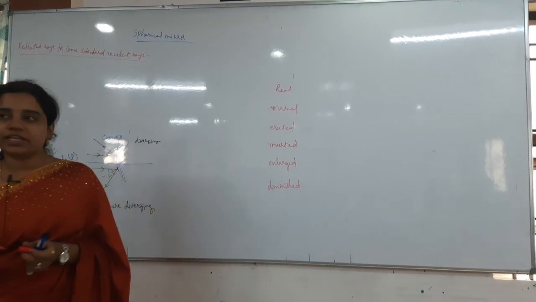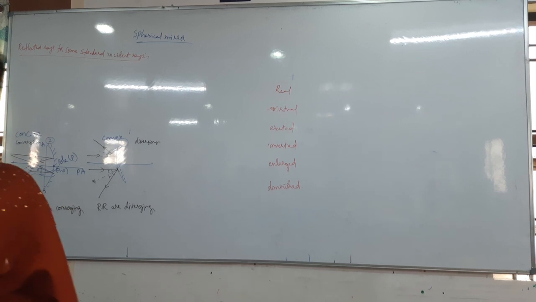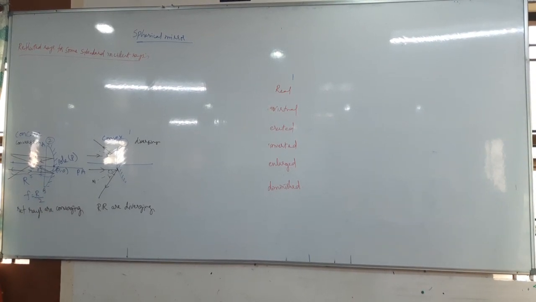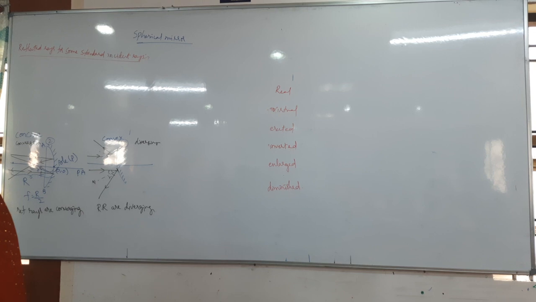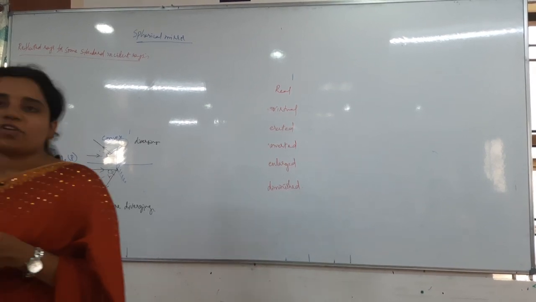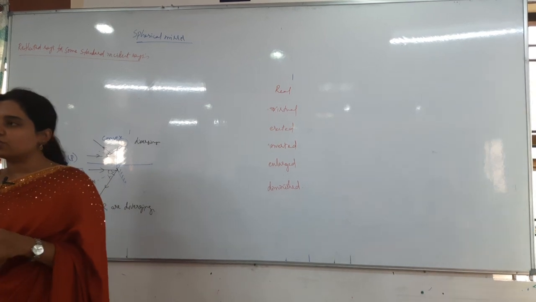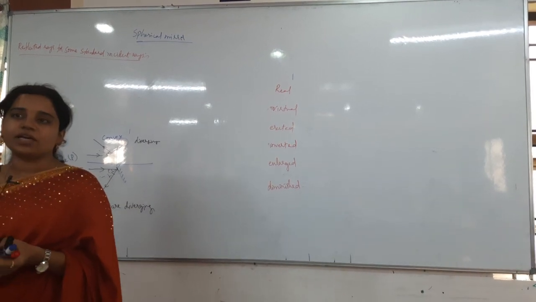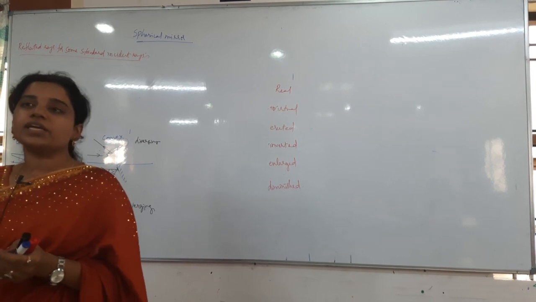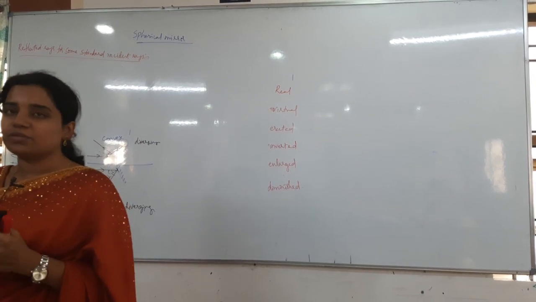So these are the different natures of the images. First, real. Real image means what? Image formed due to what? The image will be formed by which rays? Reflected rays only. So a real image is nothing but the image formed by the intersection of real reflected rays.